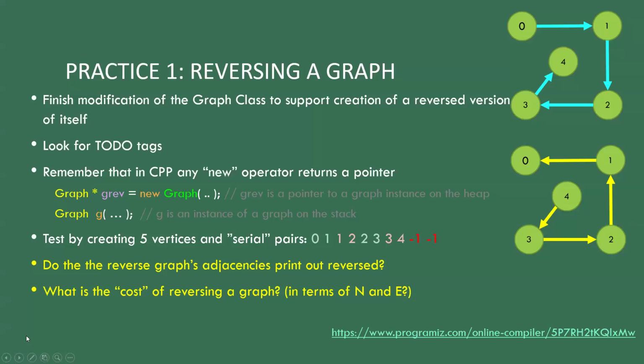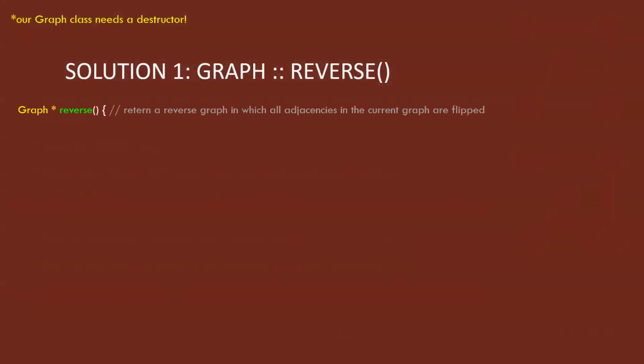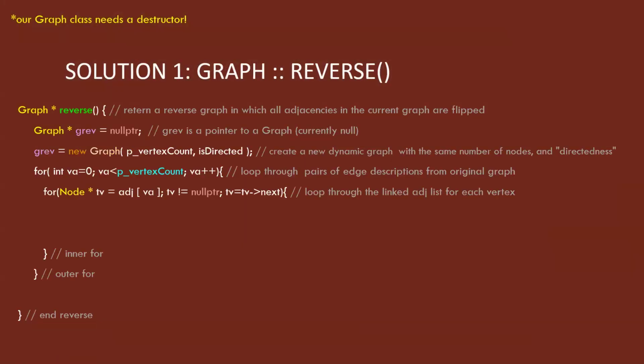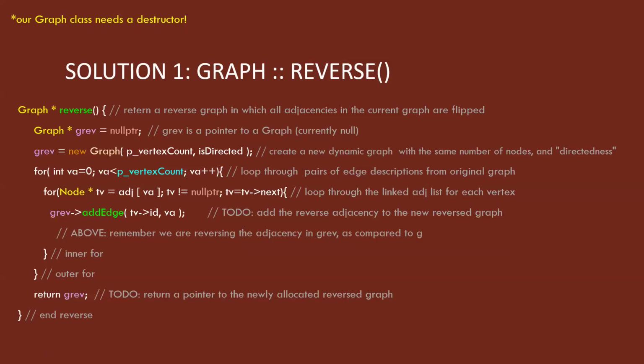We're just doing the groundwork that allows us to do this algorithm that we're coming up on shortly. Okay. So here's that, all laid out for you. And again, we're returning a pointer to a graph. GREV is a pointer to a graph. So all these apples and apples line up. Okay. So that's creation of a reverse graph.